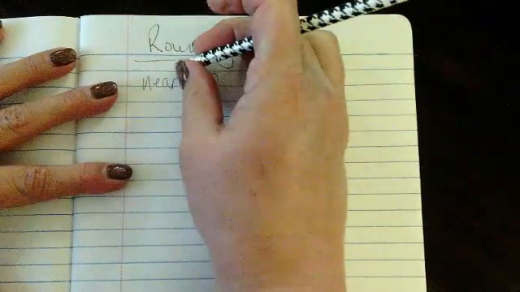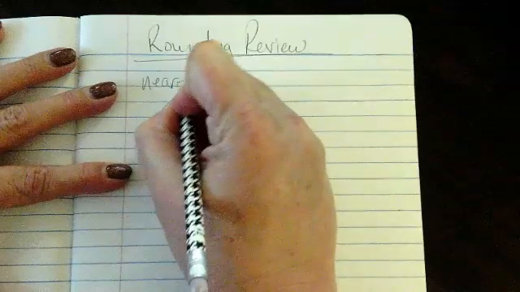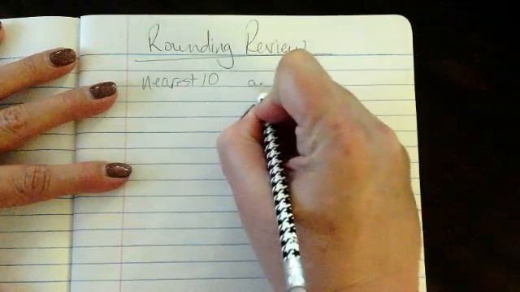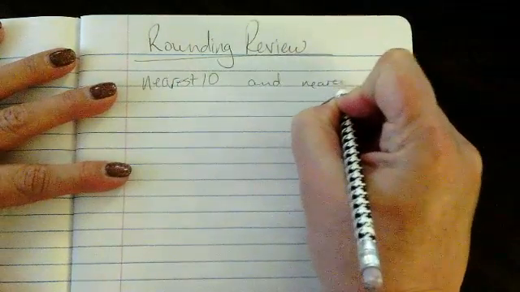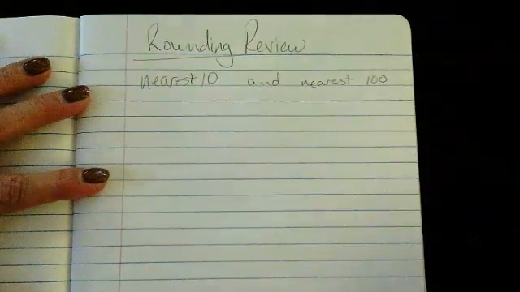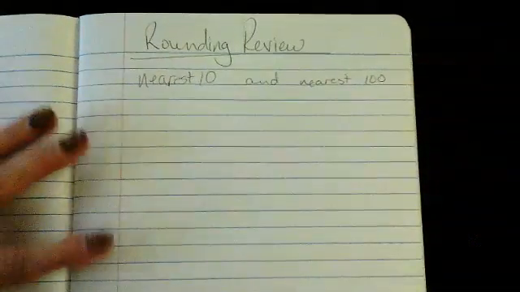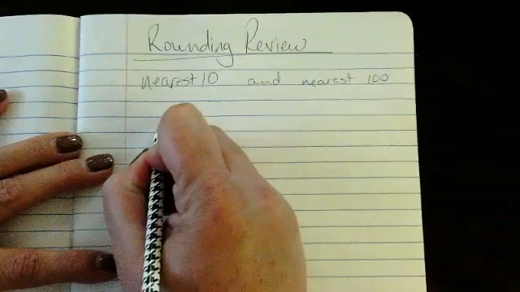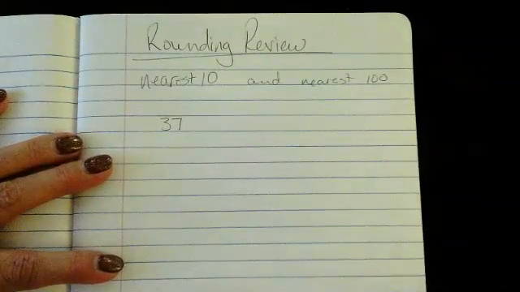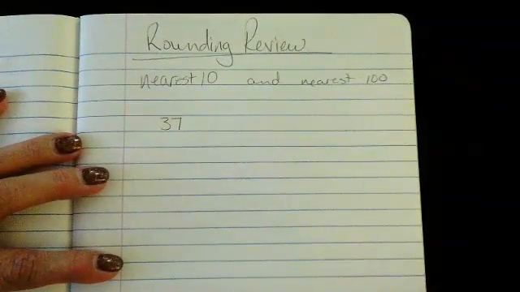Wow, let me fix that. To the nearest 10 and to the nearest 100. Okay? So let me review with you. If I have the number 37 and I need to round it to the nearest 10, which number is in the tens place?